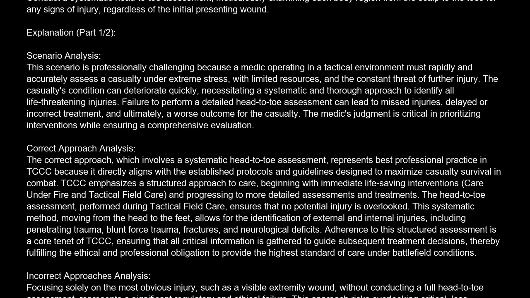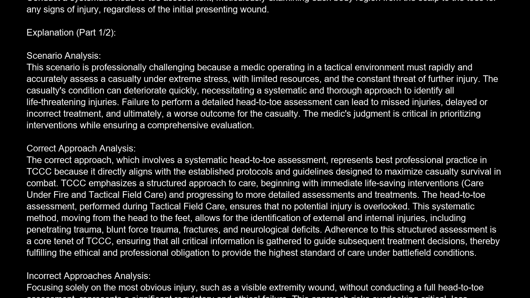Correct approach analysis. The correct approach, which involves a systematic head-to-toe assessment, represents best professional practice in TCCC because it directly aligns with the established protocols and guidelines designed to maximize casualty survival in combat. TCCC emphasizes a structured approach to care, beginning with immediate life-saving interventions, care under fire and tactical field care, and progressing to more detailed assessments and treatments.